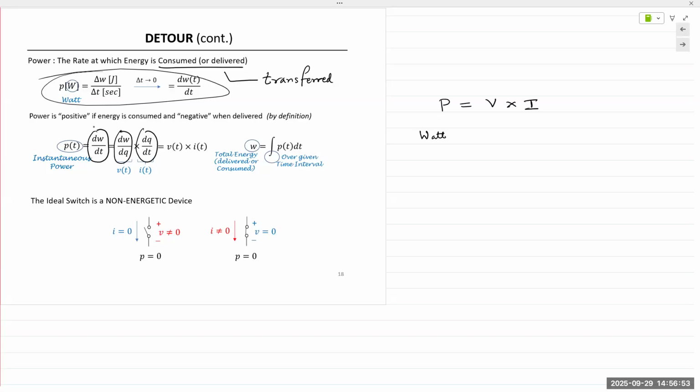Units: watts equals volts times amperes. Using a more colloquial lingo, amps. Volts times amps.